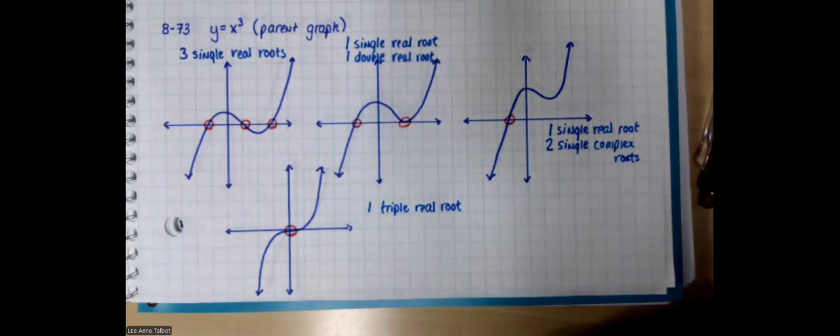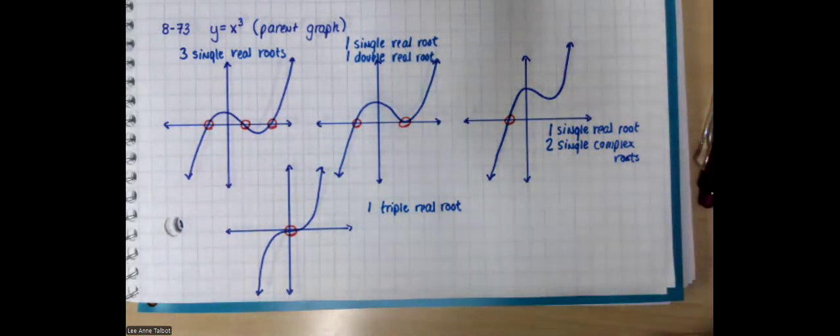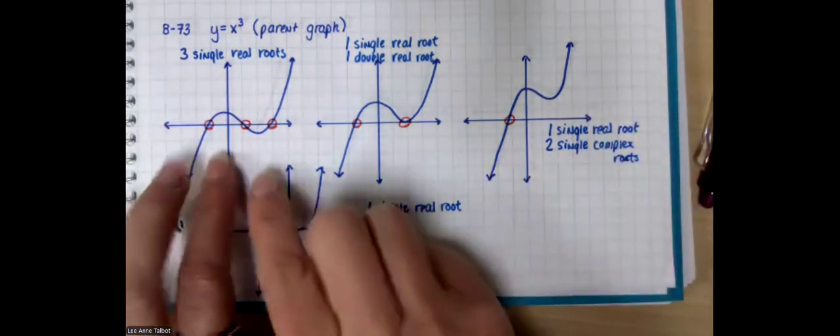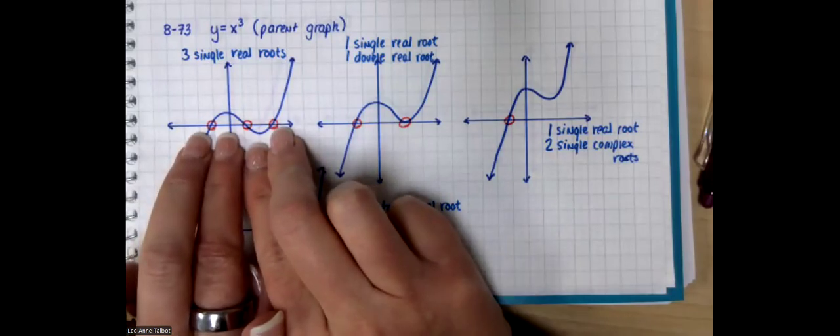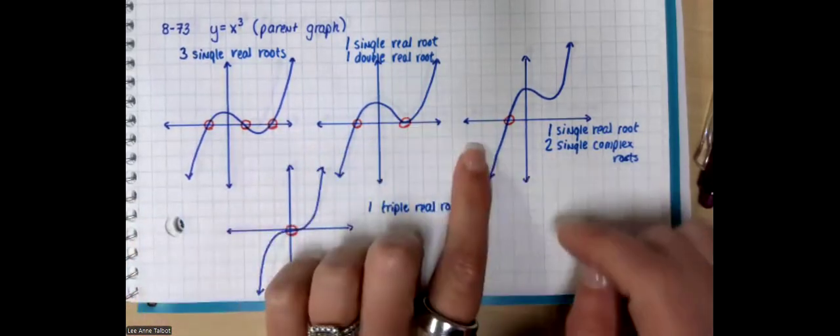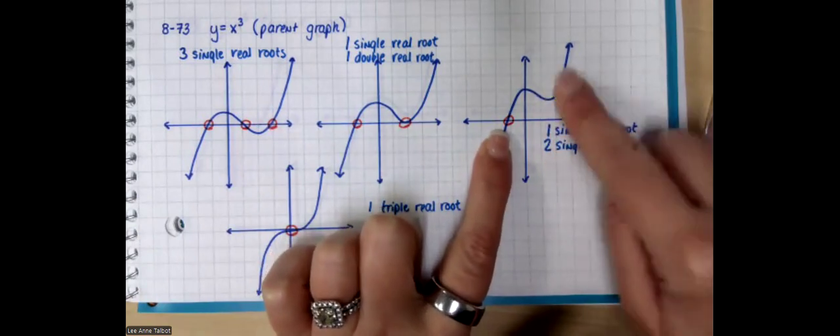Okay, are you guys getting what I'm trying to say here? So the total has to be 3. This gave you 3 right away. This is 1, and then 2, 3. This is 1. So the other 2 have to be complex.